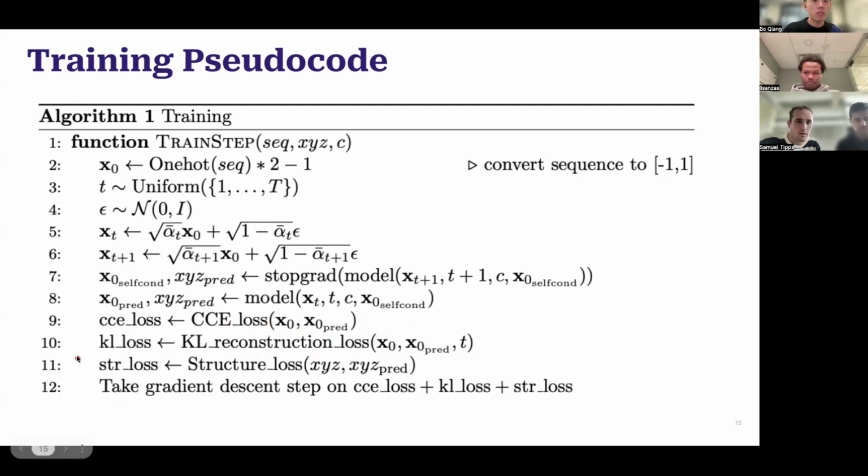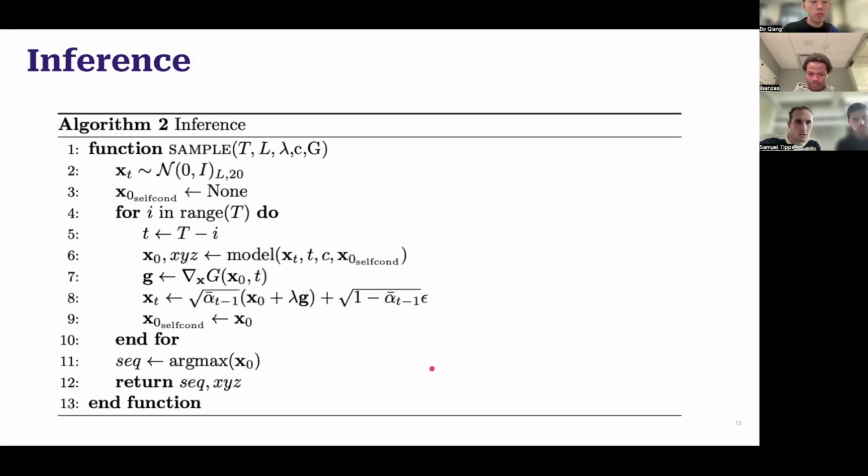And then we also maintain the same structure losses that were used during RoseTTAFold 2 because we want to ensure that structure prediction capabilities are still there, and the model is able to realize real structures.